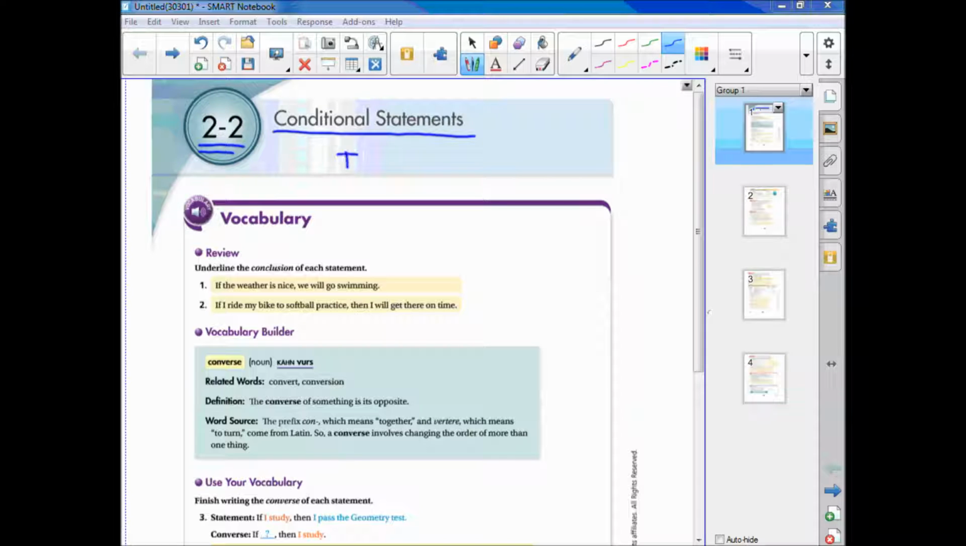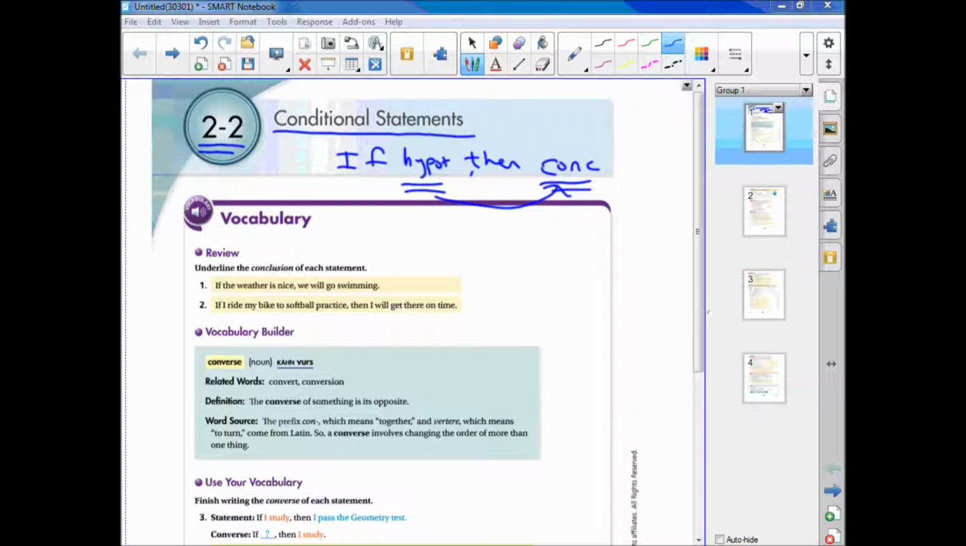So conditional statements are if-then statements, and can be written in this form. We have a hypothesis here, and we have a conclusion here. A conditional statement is true if for every hypothesis, the conclusion is also true, okay? All right, so underline the conclusion of each if-then statement here.